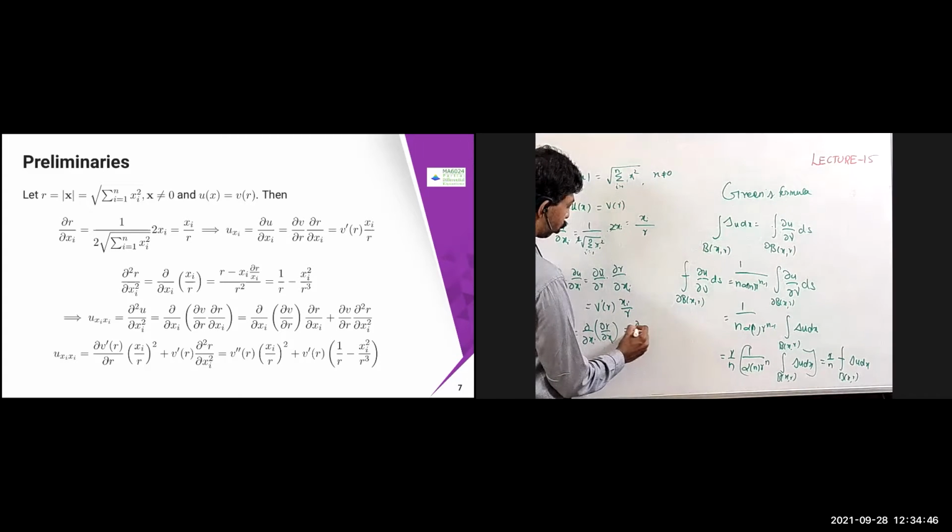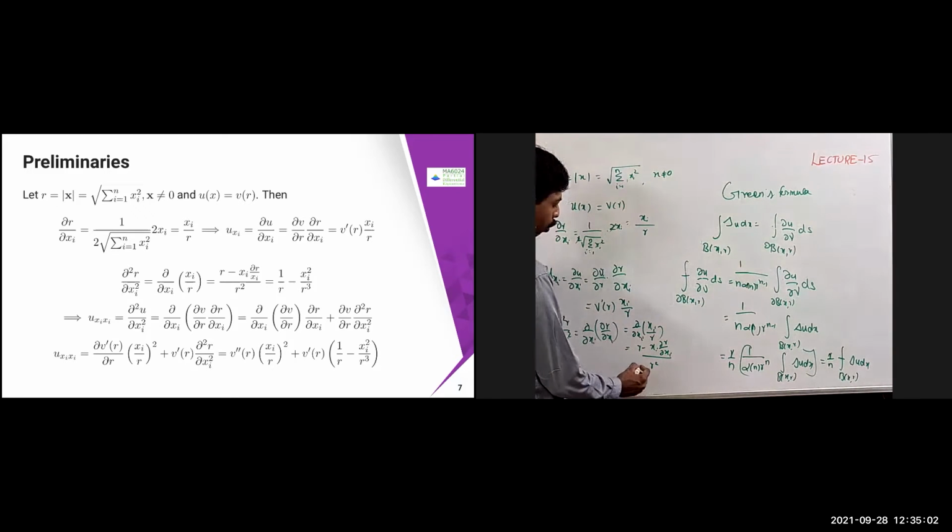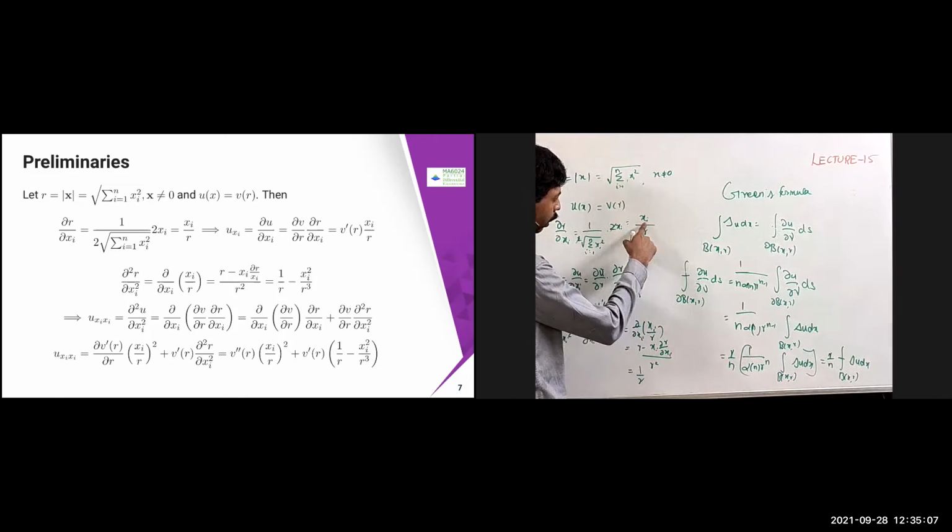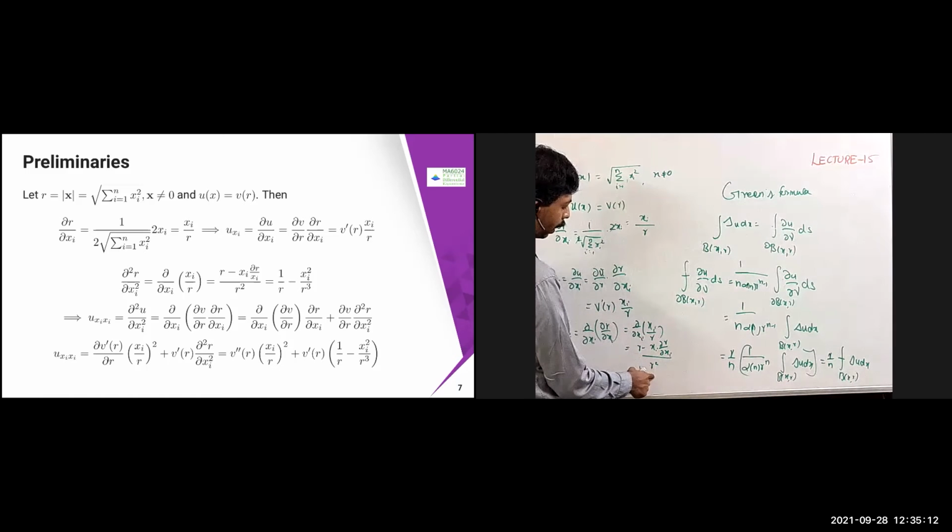So this is going to become ∂/∂ξ_i of ξ_i by r. I can do the same thing again. You can use the u by v rule, so you are going to get (r − ξ_i ∂r/∂ξ_i) divided by r². This becomes 1/r minus, using ∂r/∂ξ_i which is already ξ_i/r, ξ_i² by r, with r² already there, so ξ_i² by r³. This is ∂²r/∂ξ_i².